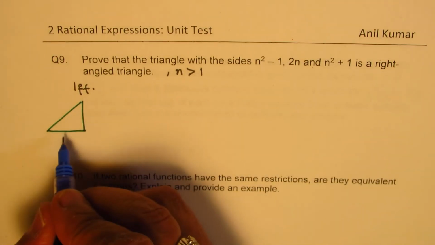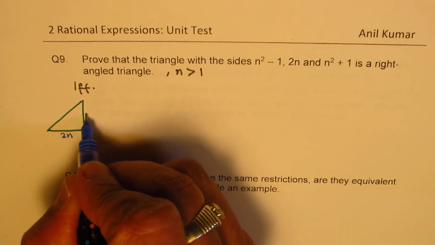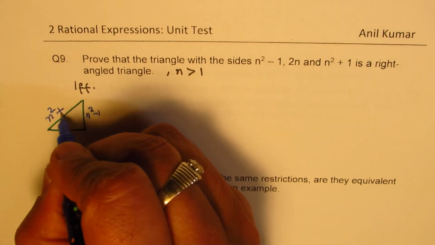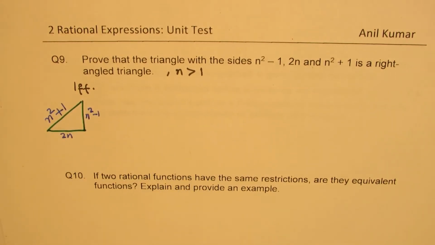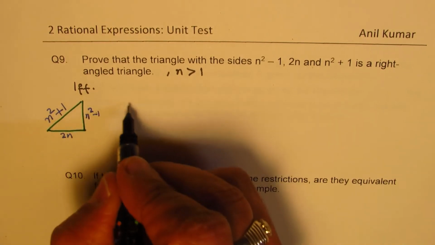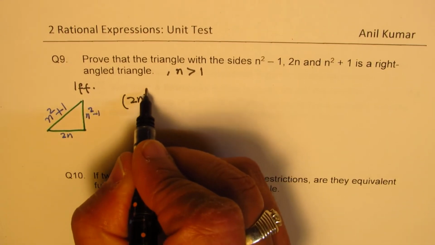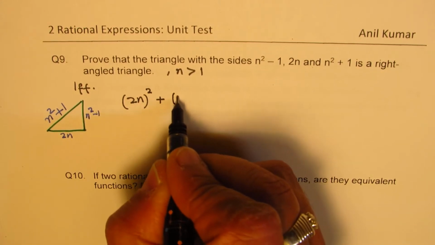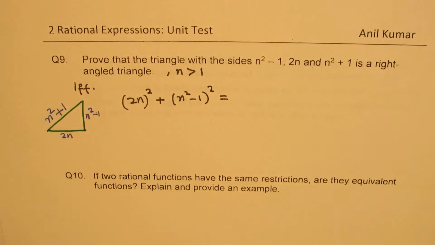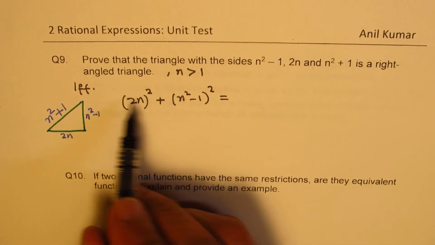So we have one side as 2n, we have n square minus 1, and this side as n square plus 1. Now for this to be a right angle triangle, we have to show that this squares when you add, that is (2n) whole square plus (n square minus 1) whole square is the square of (n square plus 1). Do you understand? That is what we want to show, correct?